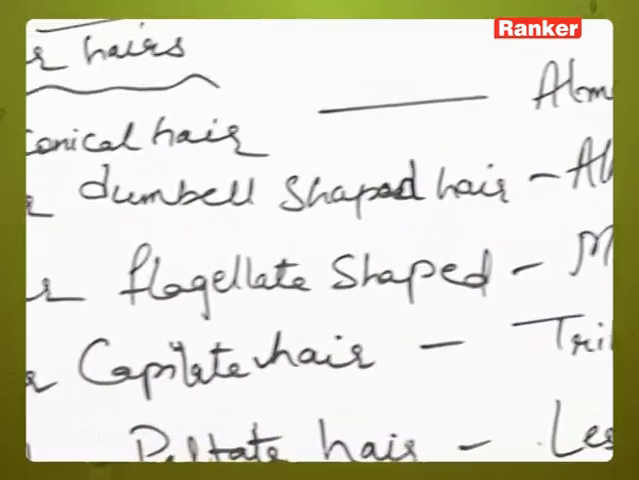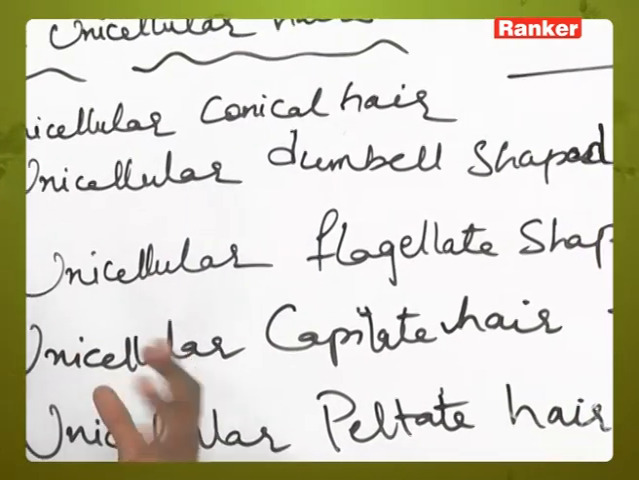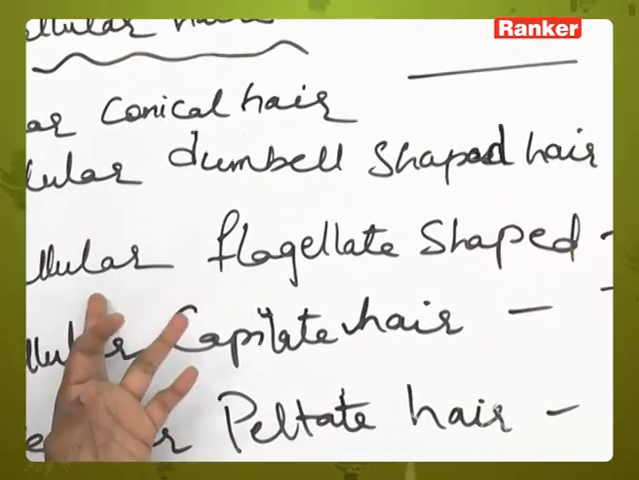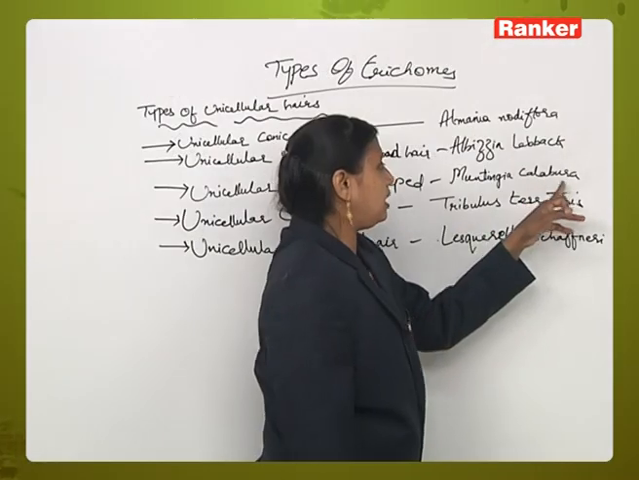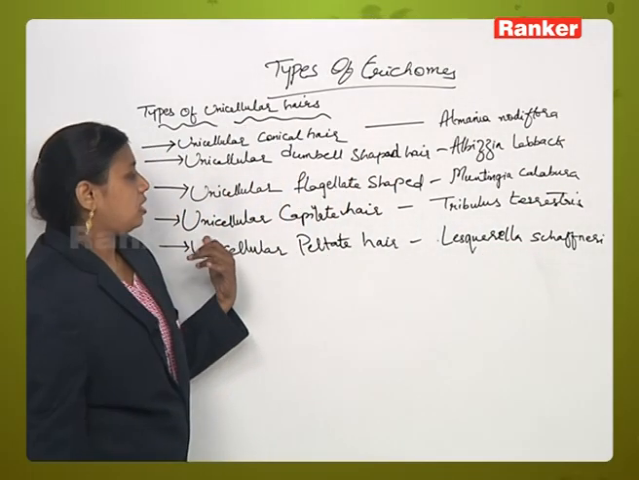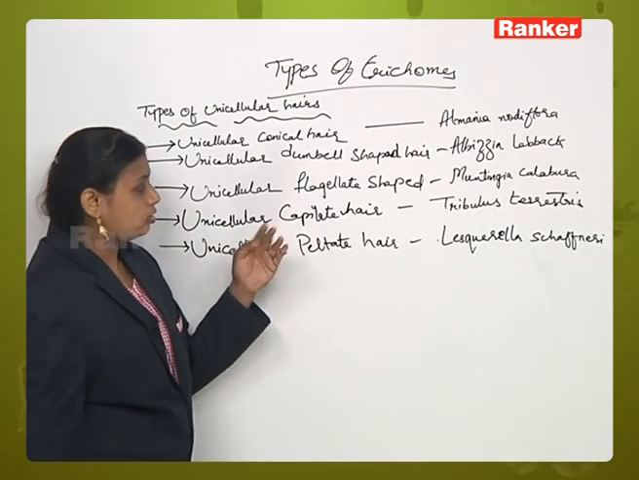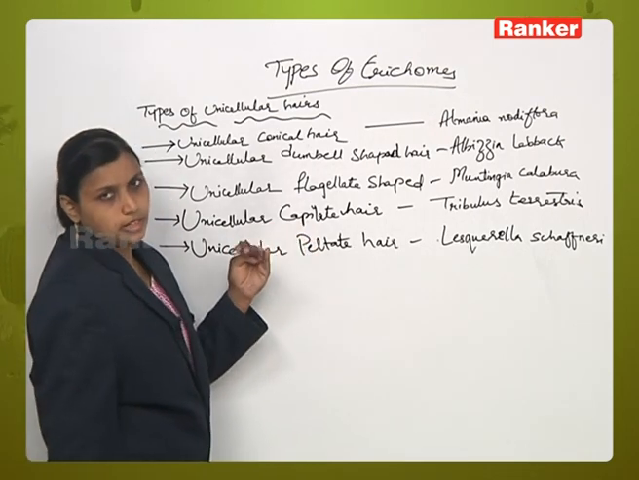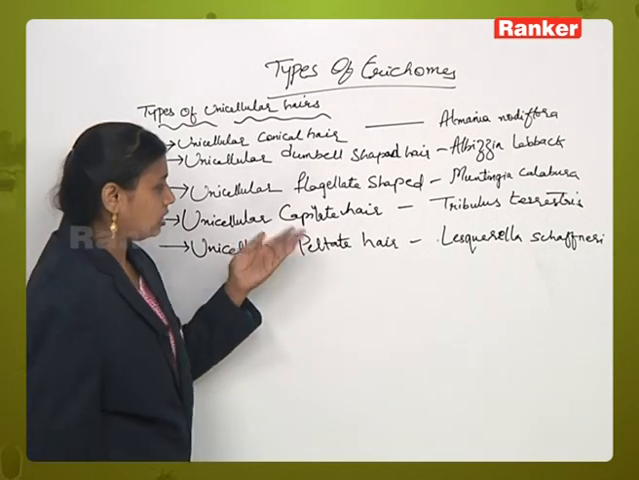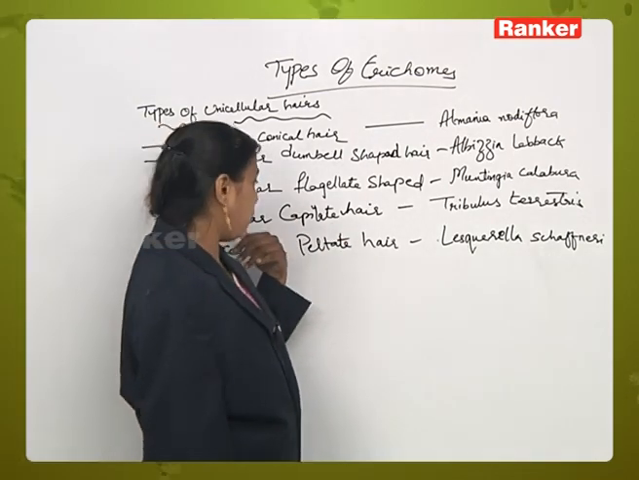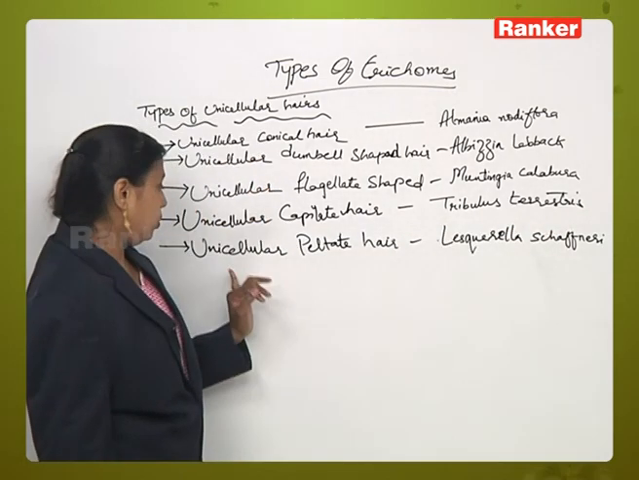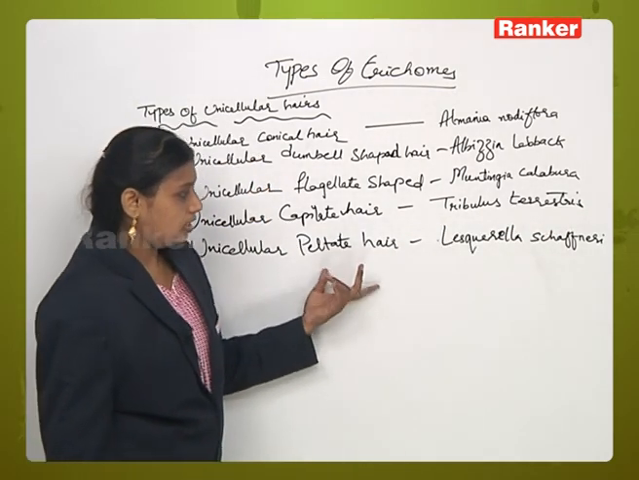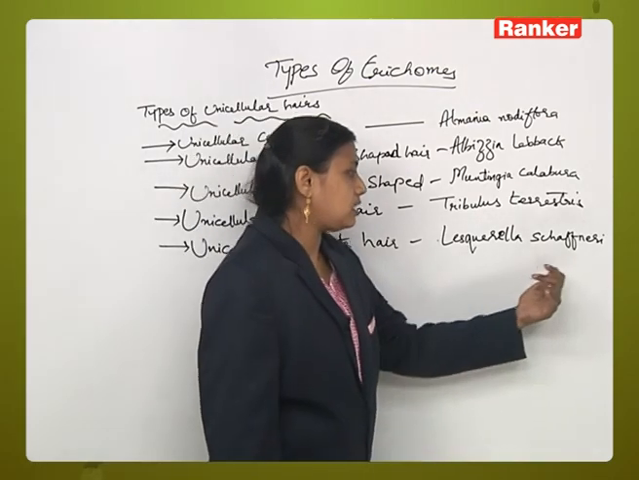Next, another one is unicellular flagellate shape. The body will be in the form of whip-like flagella structure. So, here the example is Muntingia calabura. Next one is unicellular capitate hair. The hair topmost body portion will be in the form of a cap. So, we call that structure as capitate hair. So, this type of unicellular capitate hair is seen in Tribulus terrestris. Another one is unicellular peltate hair. This is seen in Lescurella scaffinaria.